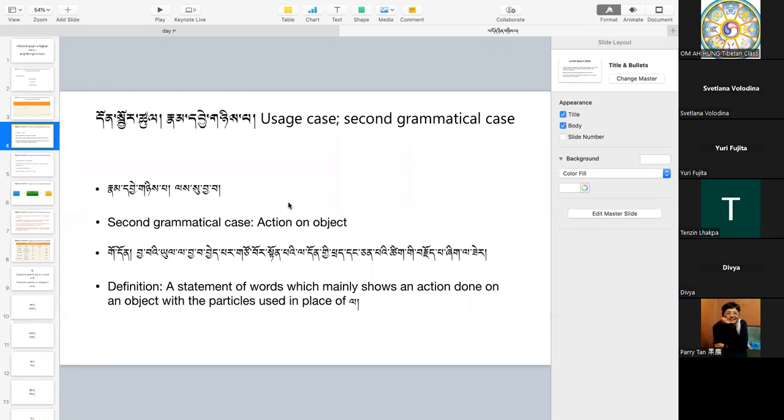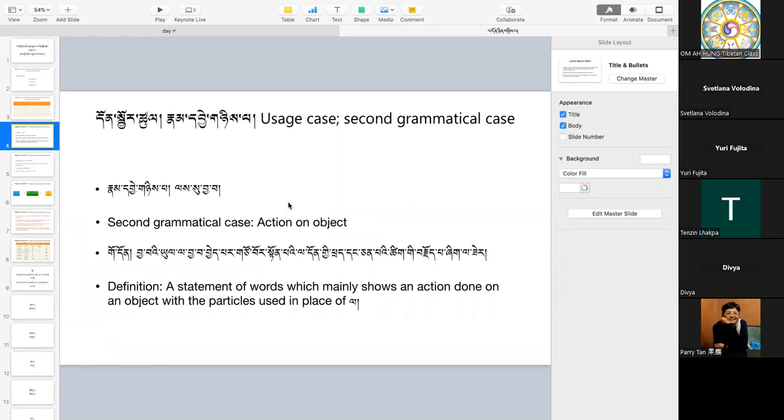So this is a little bit different from how the parts of speech are taught in English. In English, first we try to learn the parts of speech and then the tenses, punctuations. Whereas in Tibetan, what we do is that we introduce the particle, and then we introduce the usage of these particles in different types of sentences.